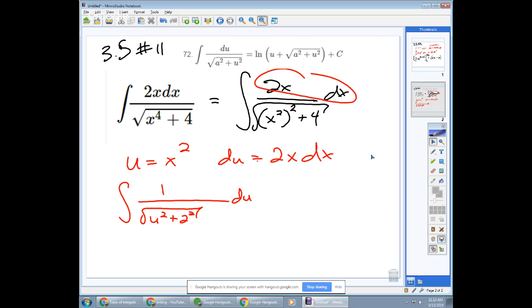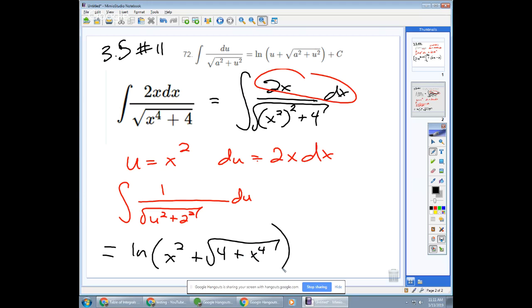And our u is x squared, so we could just jump right to an answer based on that. Definitely time to ask for a new kind of device. Where am I? Natural log of u, which is x squared, plus the square root of 4, my a squared, plus u squared, which would be x to the 4th. And we definitely need the plus c because we didn't have boundaries.